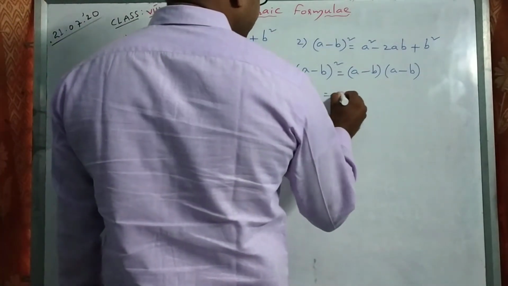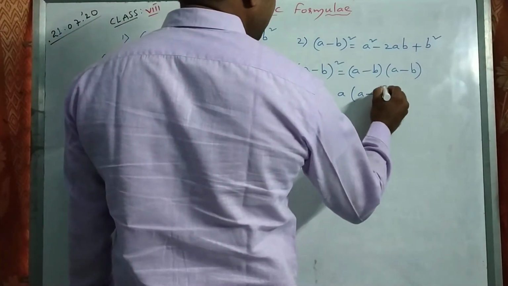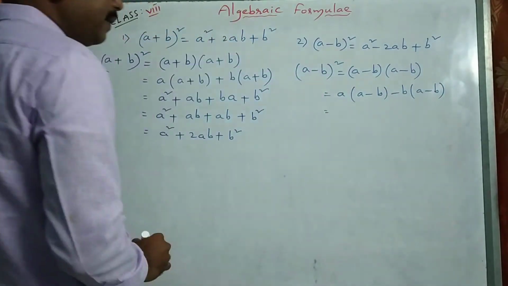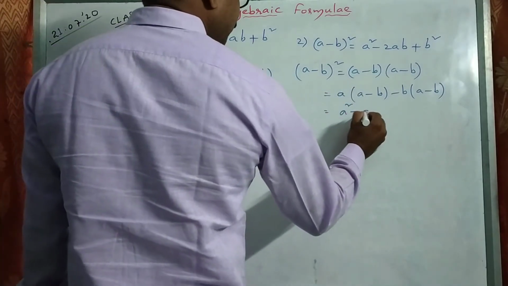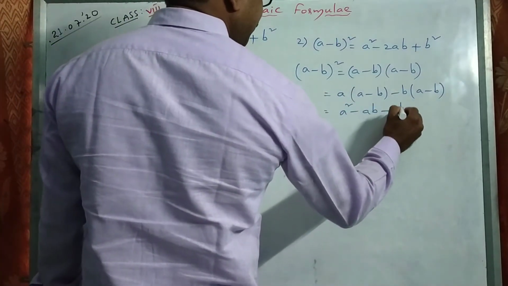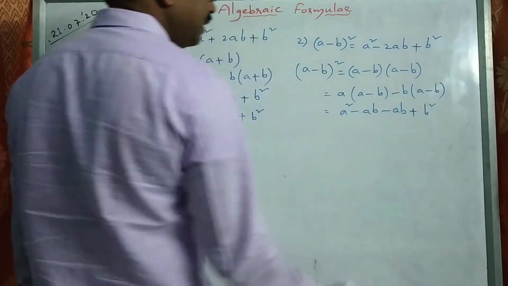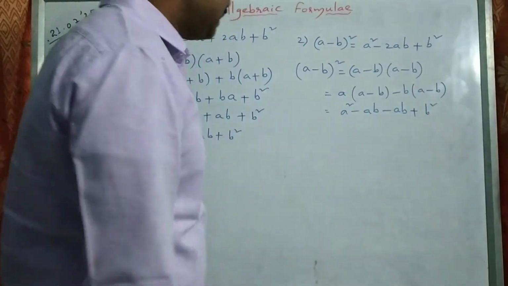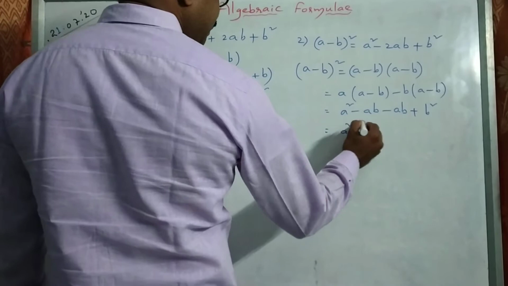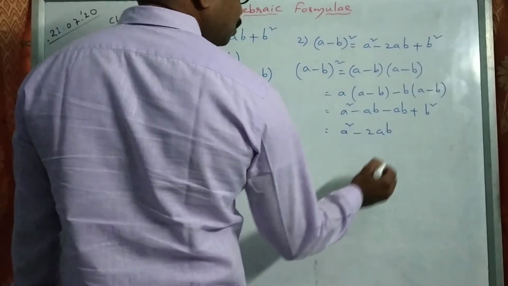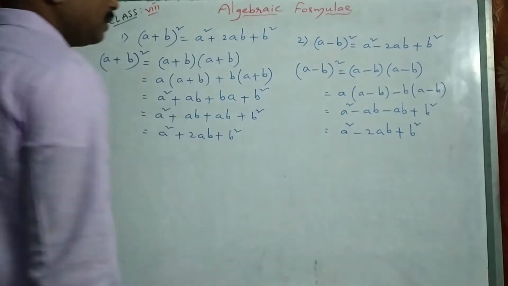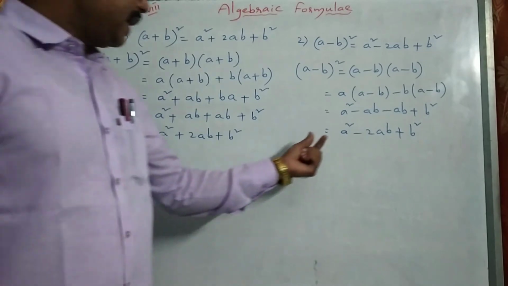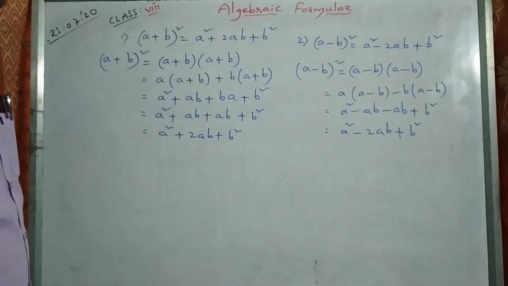Now with a, multiply (a minus b) into (a minus b). Okay, so a into a, a square, minus ab, minus ab, minus into minus plus b square. When we multiply negatives also, minus into minus plus b square. So a square minus ab minus 2ab plus b square. So what is the formula for (a minus b) whole square? A square minus 2ab plus b square.